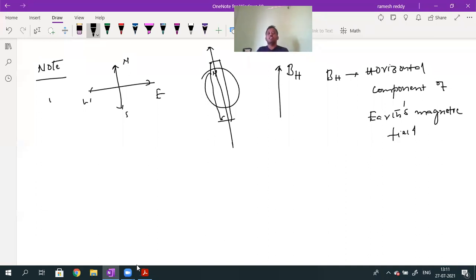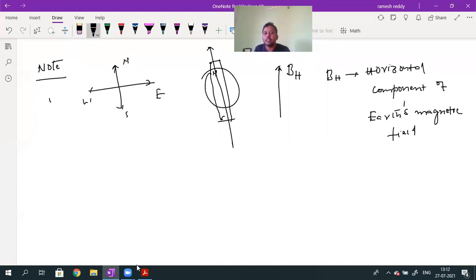Now, Earth's magnetic field is represented with one vector. That vector is called BH. Its direction is from south to north. Why from south to north? With respect to Earth's field lines, the magnetic poles are here, south pole and north pole. Inside, the field lines direction is from south pole to north pole, and outside from north to south. So this is the direction of BH. Regarding this BH, we will come to know in detail in this chapter only.